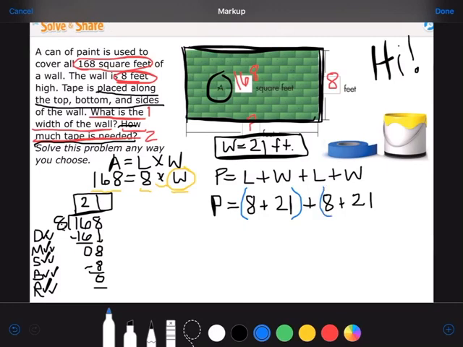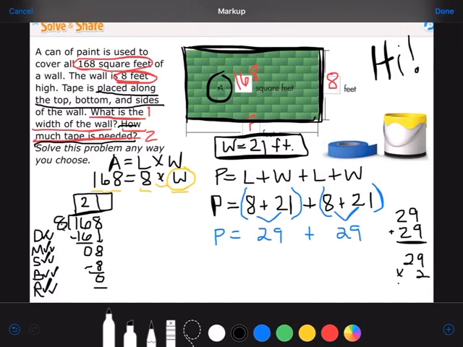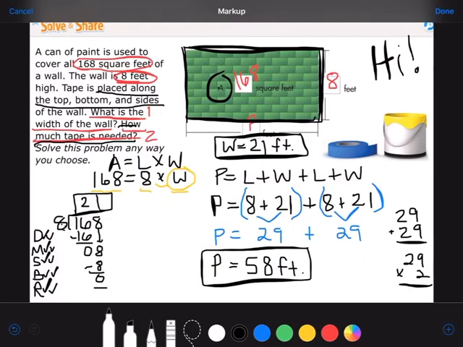So I guess I'll do the 8 and the 21 and the other 8 and the other 21. So 8 plus 21 is 29. This 8 plus 21 is also 29. And then I'll add those together and that'll give me the perimeter. You may need to come on the side over here and add 29 plus 29. You may need to come on the side and just say 29 times 2. You may be able to do that mentally. Pause, figure that out for me. Our perimeter is 58 feet around the entire length of the wall. So we will need 58 feet of tape.